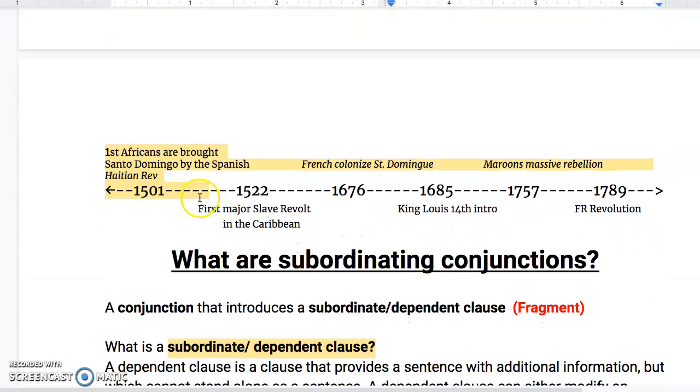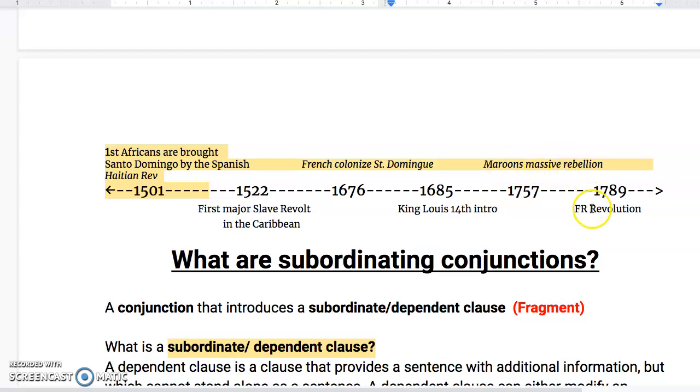So here's a timeline, right, of when things kind of went down in Haiti. So you have the first Africans are brought to Santo Domingo by the Spanish, right? You have the first major slave revolt in the Caribbean. You have the French colonizers in Saint Domingue, right? So Haiti was called Saint Domingue back when the French and the Spanish owned it, right? And then you have King Louis XIV in power. We have the Maroons, which is another name for African slaves.